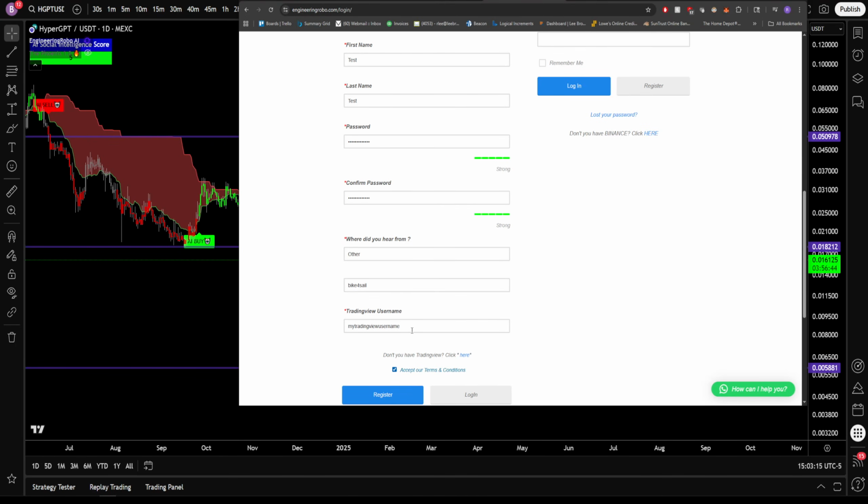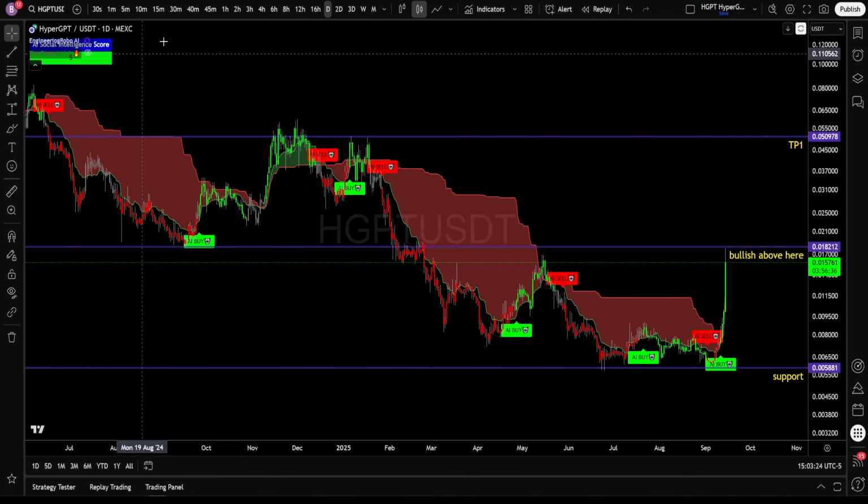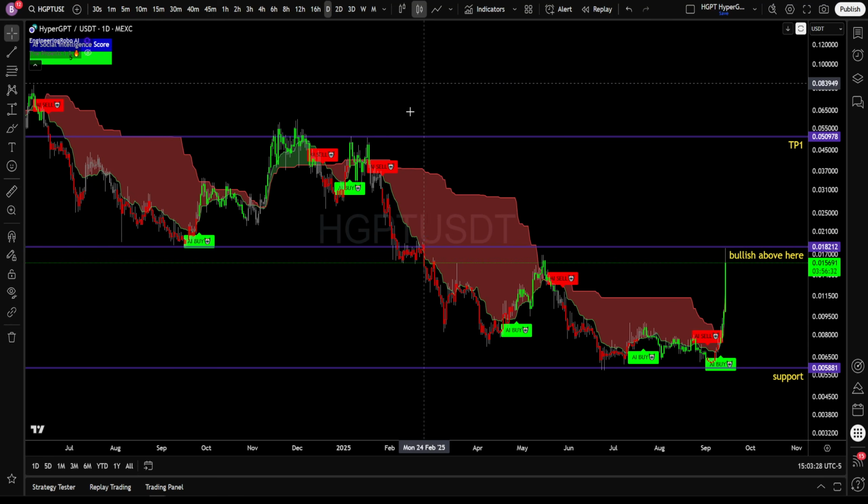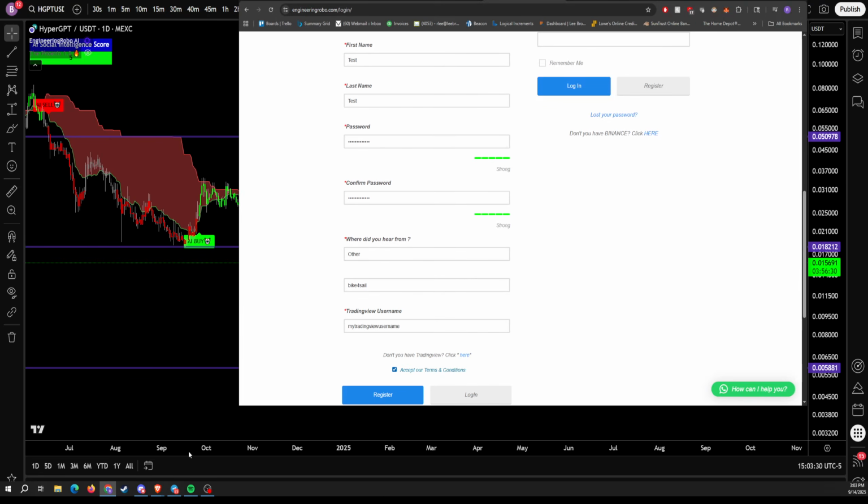But in the TradingView username, it's very important that whatever username you use on TradingView is what you use right here. So for example, right here, mine is bike for sale. So that's what you would type in there. Whatever your TradingView username is, you type it in right there and then you hit register.